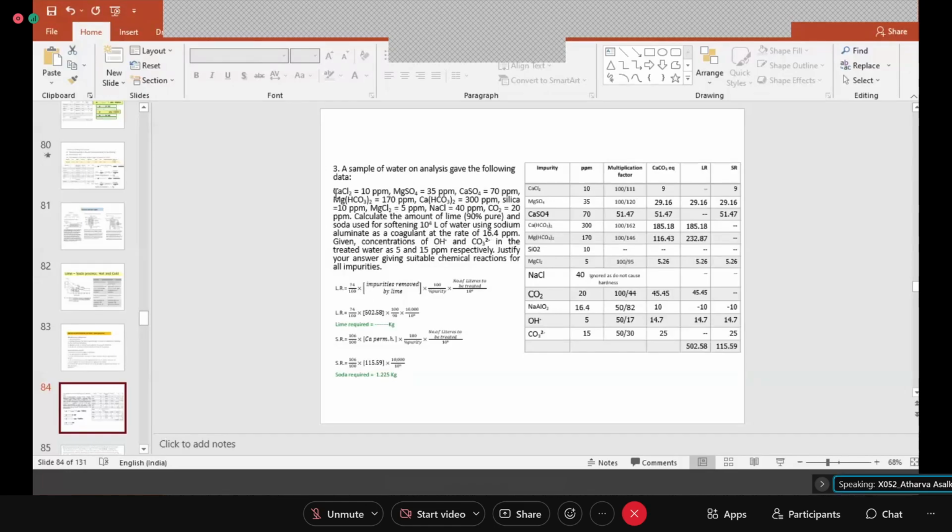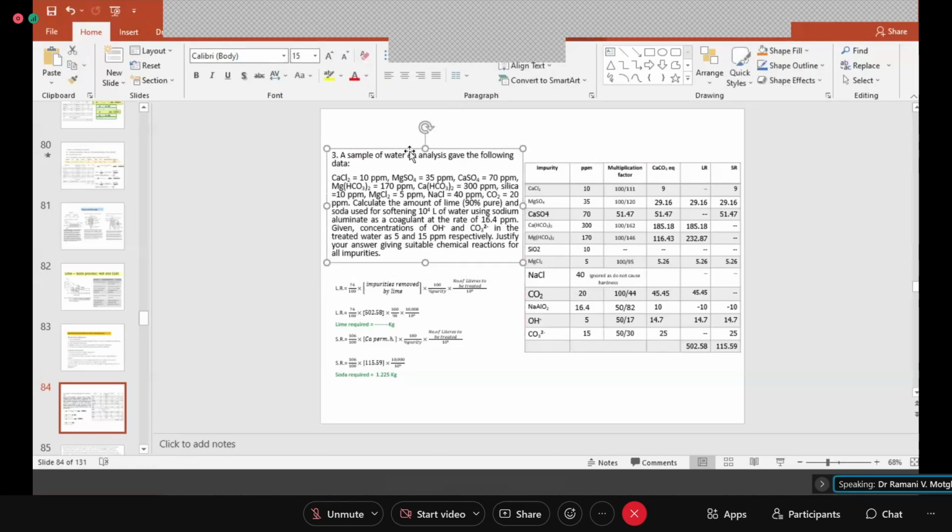Is there any way to calculate it? Calculate what? Purity according to data given. No, if it is given, it is given. If it is not given, it is not given.